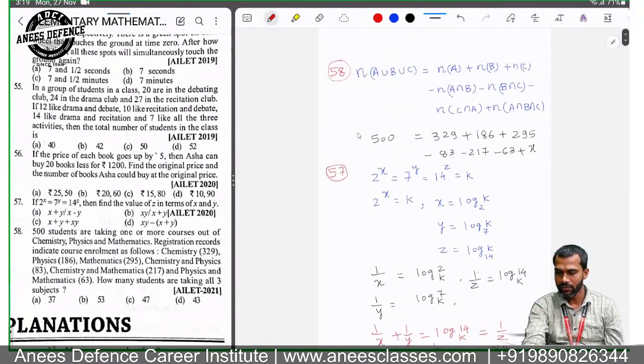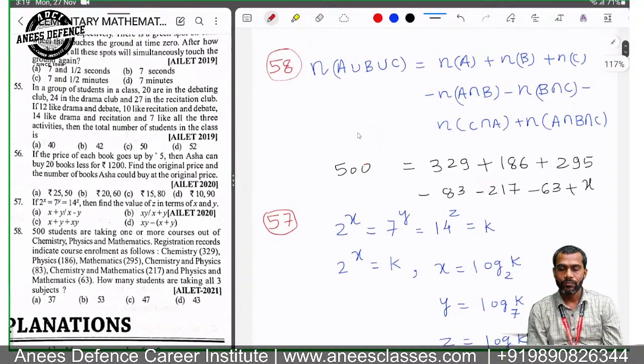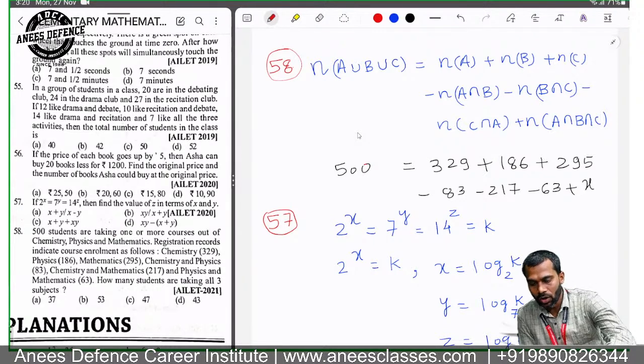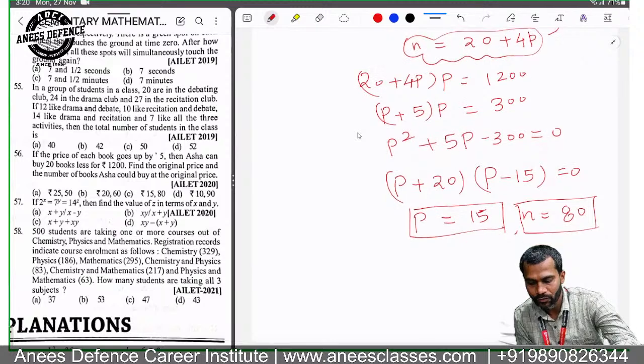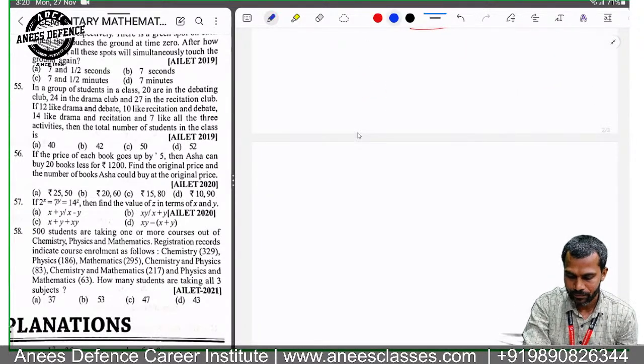This is the formula that we have used. See, yes or no? This is the formula. N of A plus N of B. What we need to find out? N of A union B union C, isn't it? Yes, online students, have you understood what we need to find out? Question number 55.